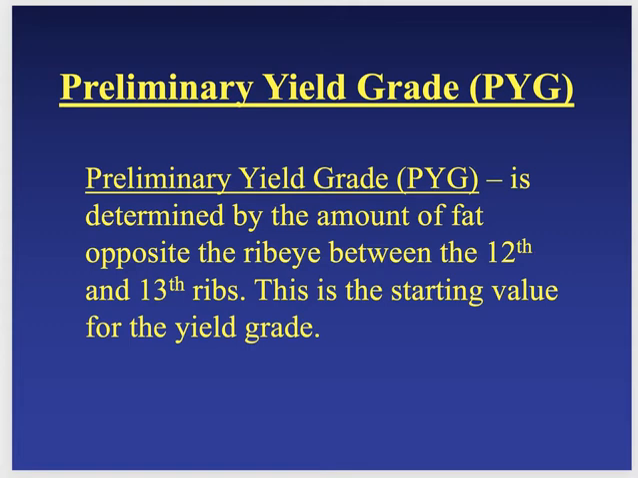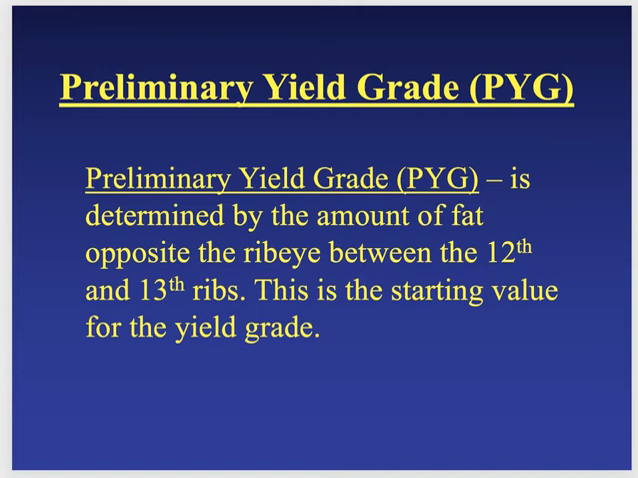So the first part of the equation we always look for is the preliminary yield grade, or PYG. And for us to actually determine the amount of PYG there is, we look at the fat opposite the ribeye between the 12th and 13th ribs. And this is the starting place, or the starting value, for our yield grade. So this is always the first thing we try to get when we're trying to do this.